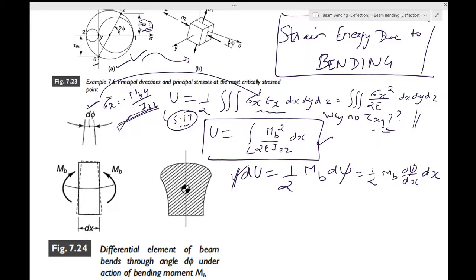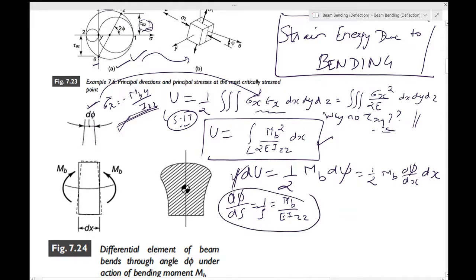So what could you substitute? Let's look at 7.14. It was basically the relationship d phi by ds equal to 1 by rho equal to Mb by EIzz, a relationship for the curvature. This was in section 7.5, equation 7.14, so you have to use this here. Please do this and don't leave it. Don't just substitute ds equal to dx and solve it. Please see that all of it makes sense.